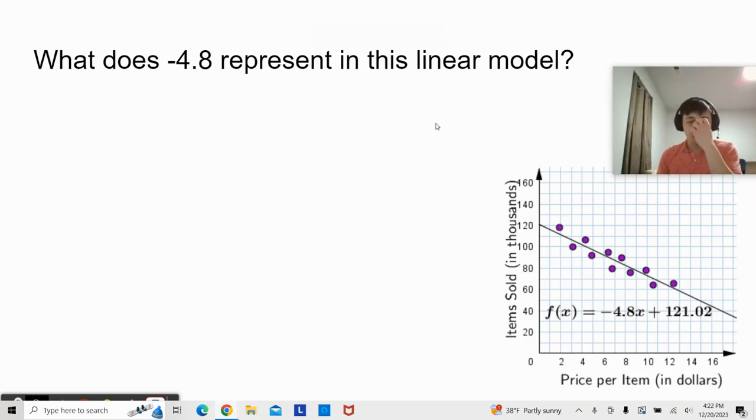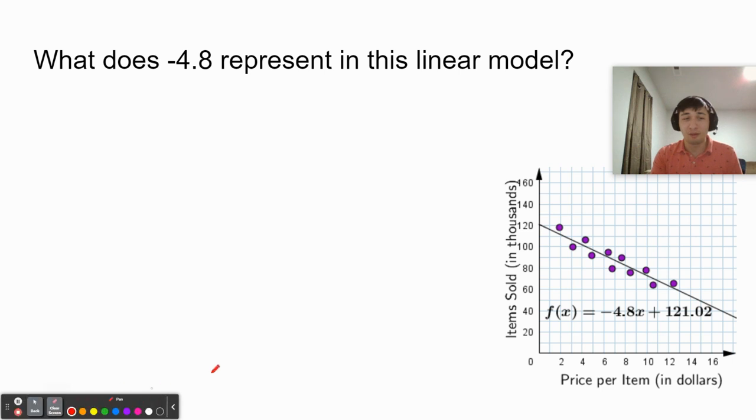Alrighty, so here we're looking at this linear model, and we're trying to figure out what negative 4.8 represents for this linear model. So, first of all, what is this negative 4.8? Right here, we see it next to the x. It's the coefficient of x. When it's the coefficient of x in a linear equation, like we have here, the equation of a line, that is your slope. So the slope is negative 4.8.